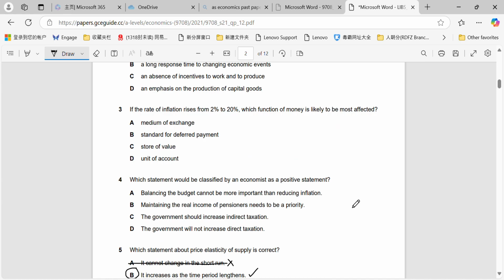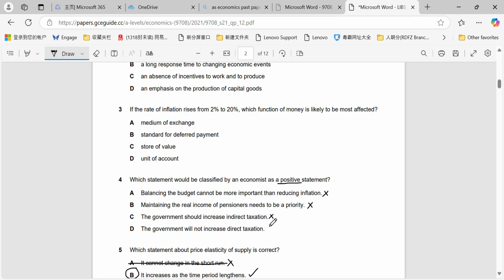Okay, which statement would be classified as positive? Remember, factual statement that can be tested. Balancing the budget cannot be more important than reducing inflation. That would be a normative statement. It's an opinion or a subjective statement. Maintaining the real income of pensioners needs to be a priority. Again, that's an opinion, so it makes it normative.